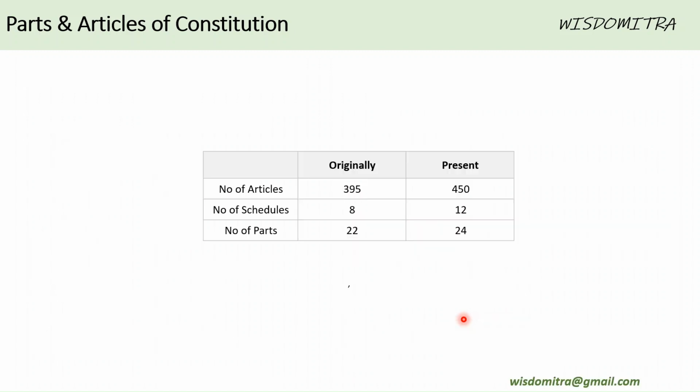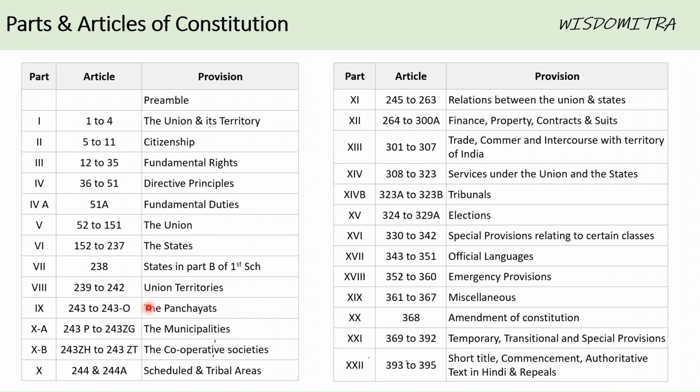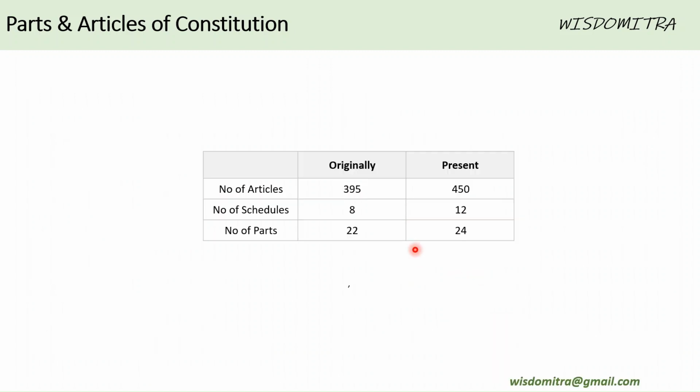Let us go into the next topic about parts and articles of constitution that were originally available, as well as the current numbers. So in terms of the number of articles, originally constitution had 395 articles, but as of now they have become almost 450. So there were almost 55 articles that were added subsequently. And if you see over here, those articles are mostly with a suffix, like 51A. Similarly, 300A, right to property, was added later.